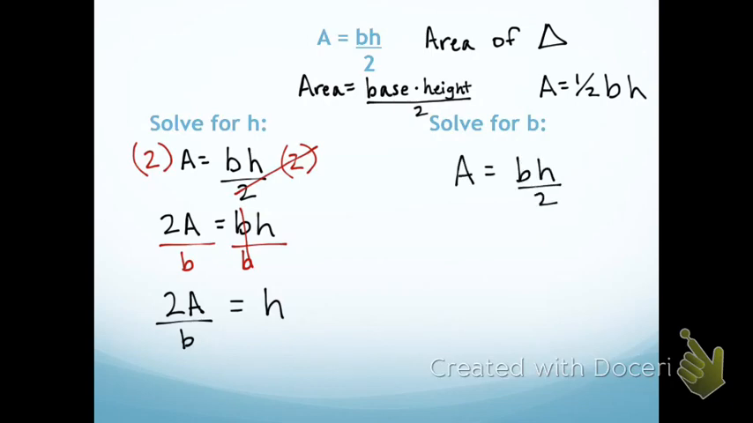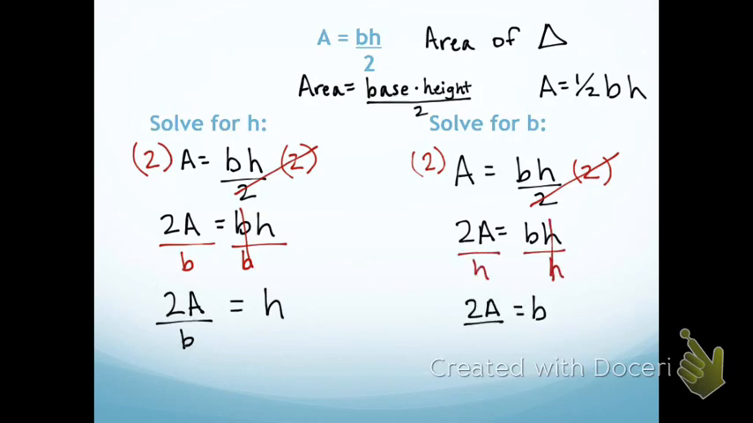Okay, now that we're back, let's go through the steps. We're going to multiply both sides by 2. The 2's are going to cancel. 2A equals BH. Again, we're solving for B, so in this case we're going to divide by H. The H's cancel, and we would get 2A over H equals B.